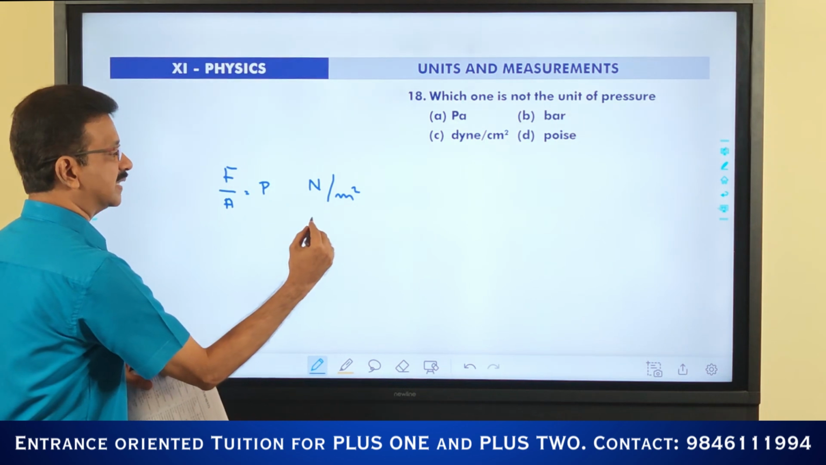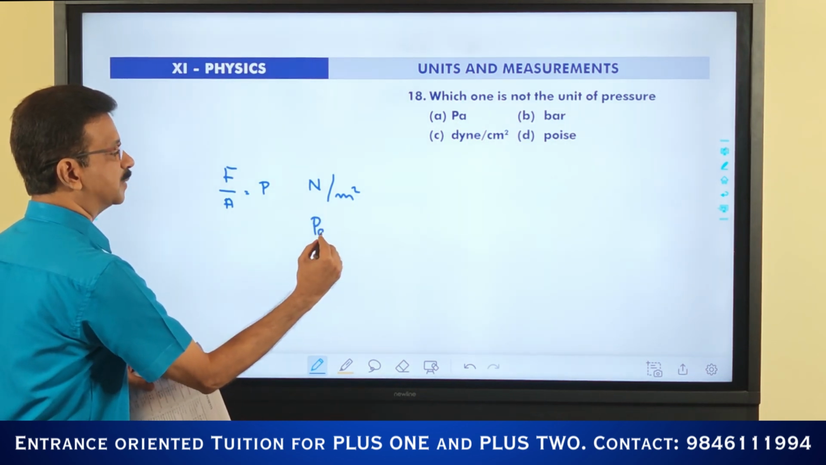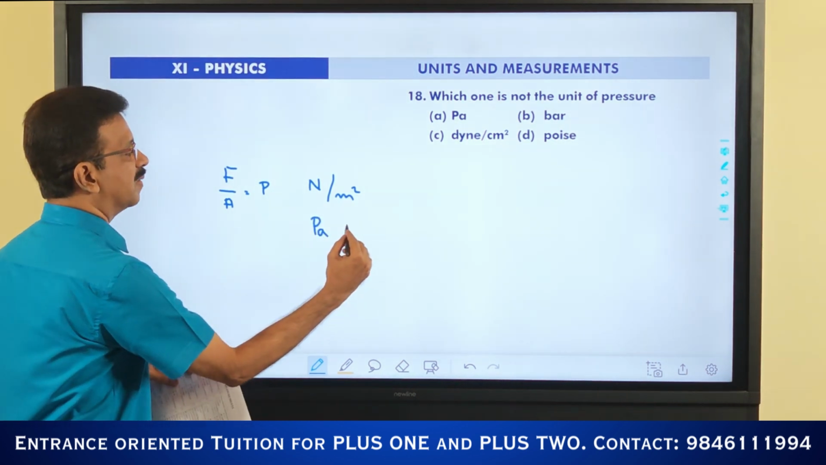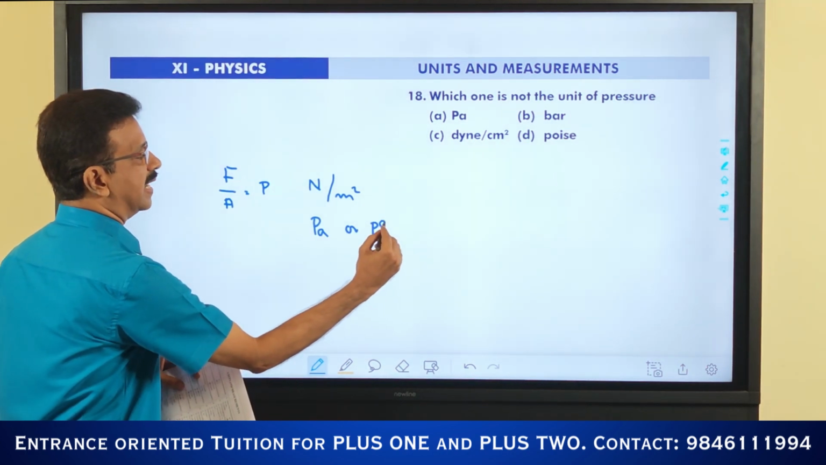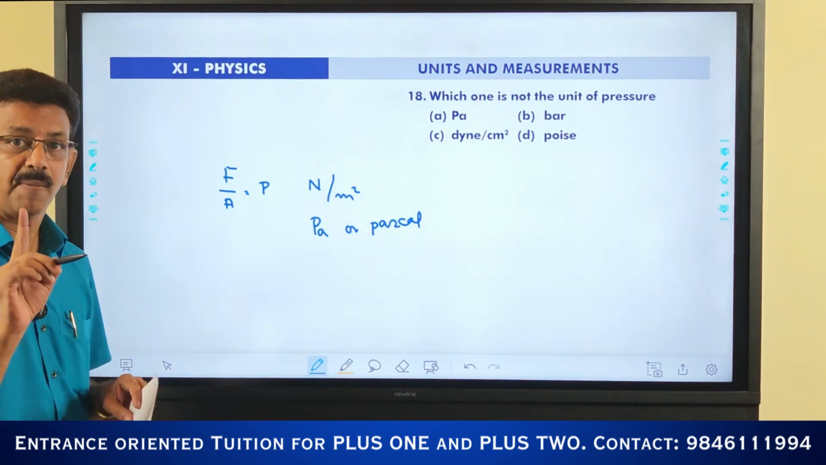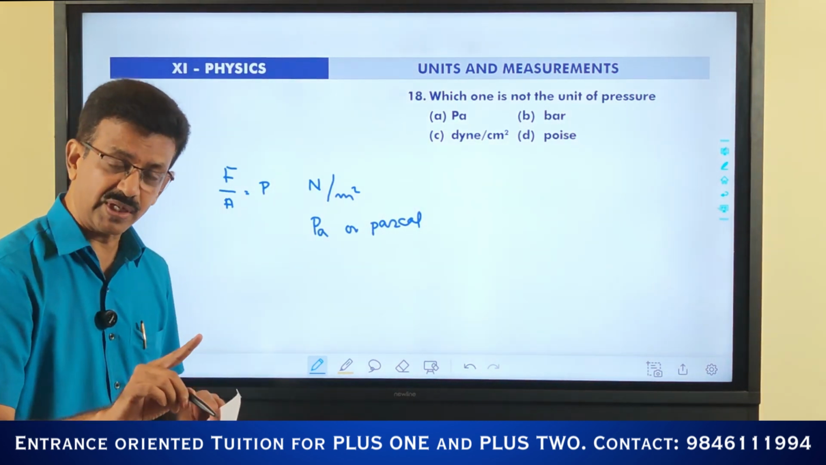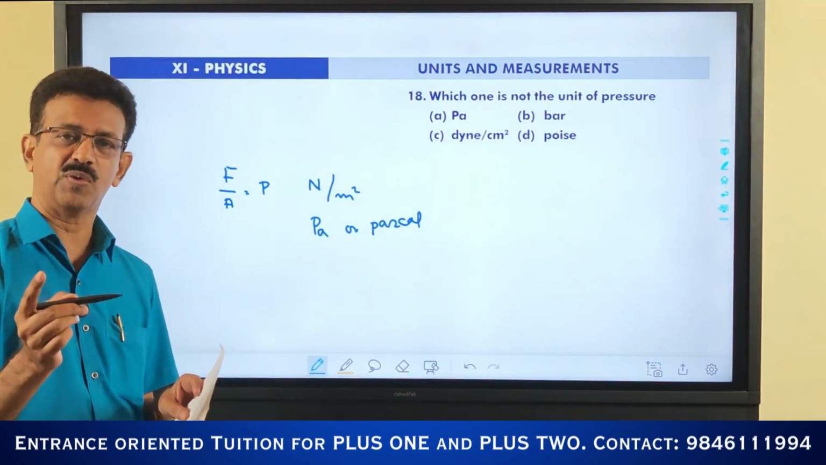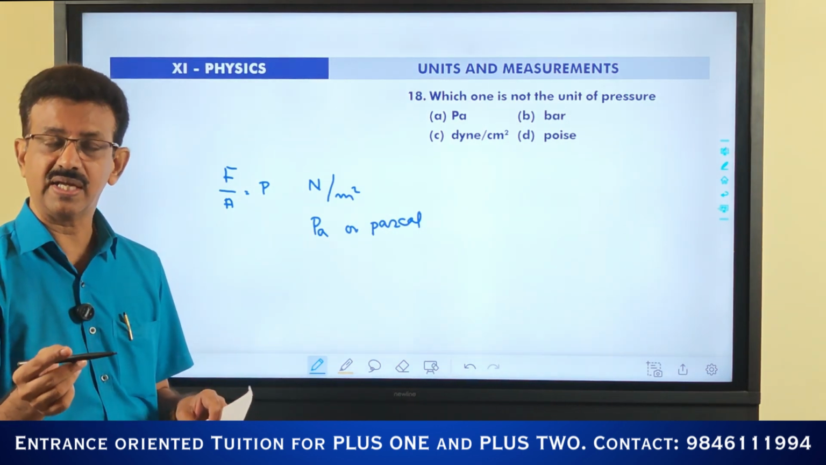That is represented as Pascal, capital P, small a, PASCAL. The SI unit of pressure is Pascal. The CGS unit is dyne per centimeter square. Some other units are also there.